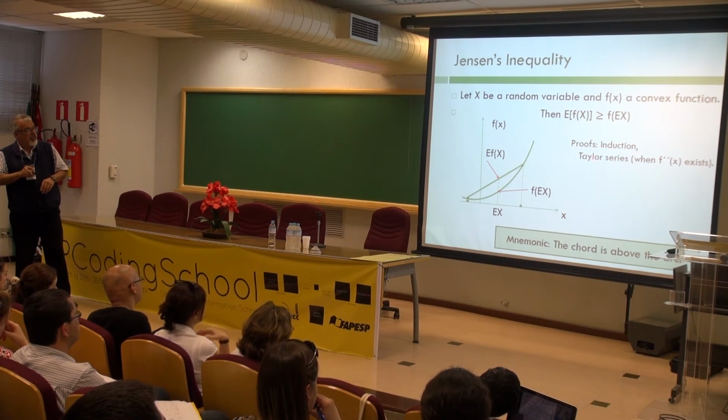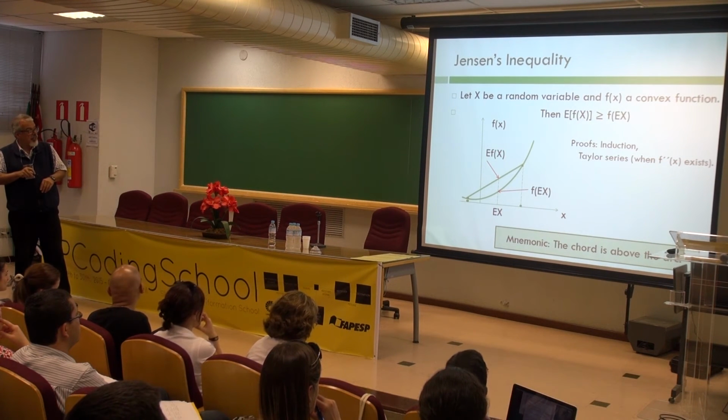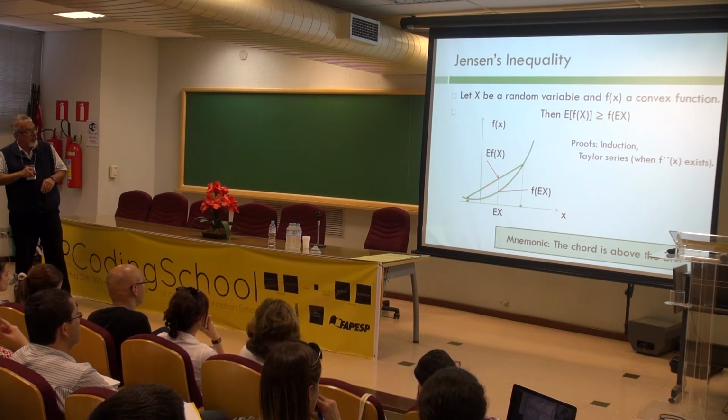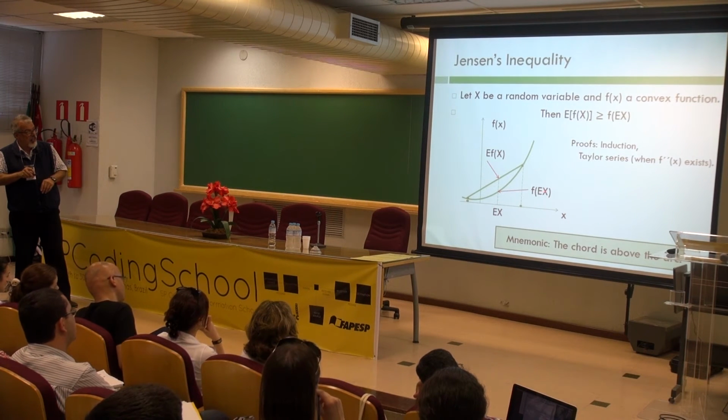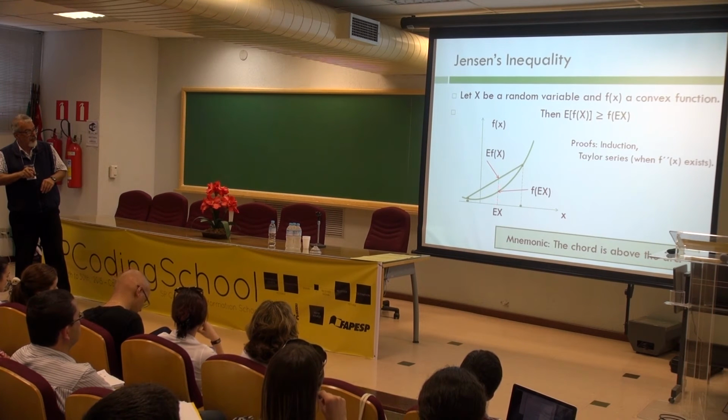Proof by induction. If the second derivative of the function exists, we can use Taylor series. It's a very simple proof. But in any case, I think the mnemonic is essentially that the chord where the expected value of f of x would be is above the arc where the f associated with the expected value of x would be. Here's the expected value of x, and then f of the expected value of x will be here, and the other one will be here.